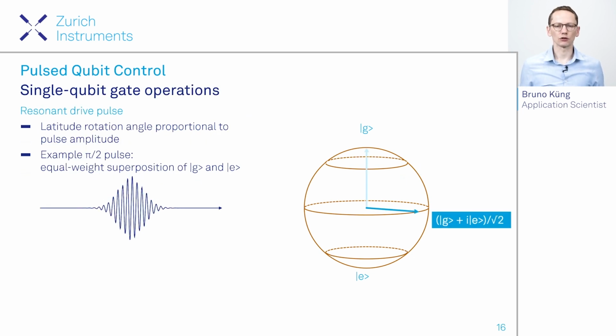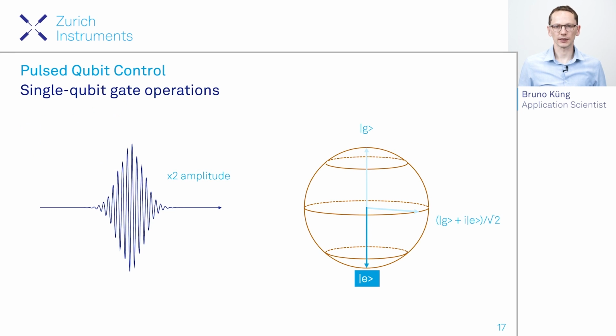And how does this relate to control pulses? So if we take, for instance, a resonant drive pulse that we apply a pi half pulse, this would bring us to a point on the equator of the sphere, and the angle at which we rotate the state on the sphere is proportional to the integral under the envelope of the pulse. So if we double that by scaling the amplitude, we would get to a pi pulse that brings us to the excited state at the south pole.